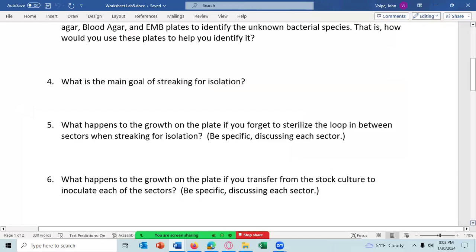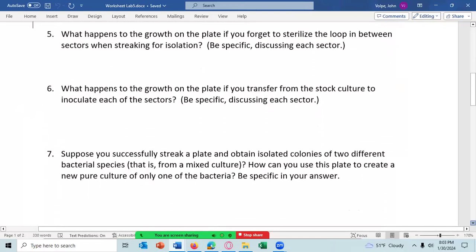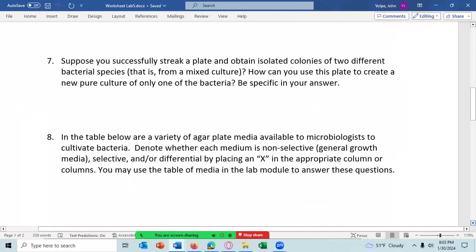All right, 7. Suppose you successfully streak a plate and obtain isolated colonies of 2 different bacterial species. That means initially you were working with a mixed culture. How can you use this plate to create a new pure culture of only one of the bacteria? And be specific in your answer.